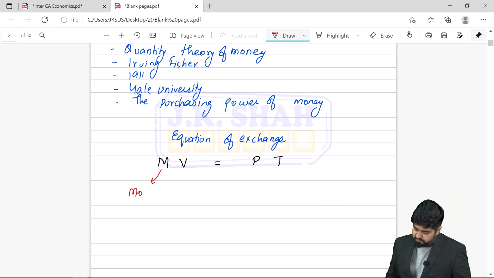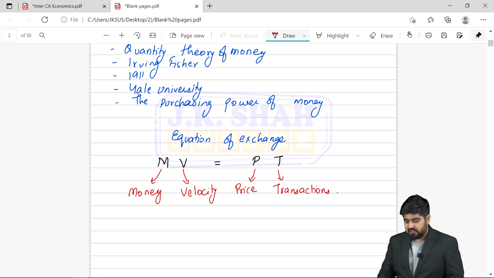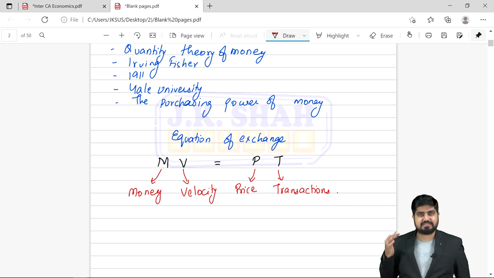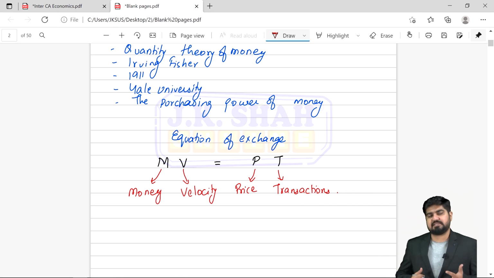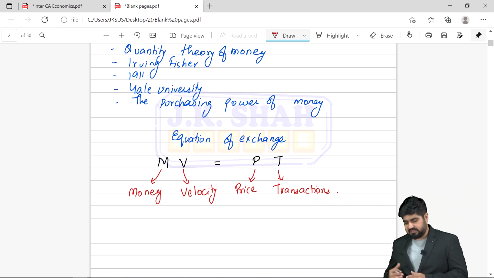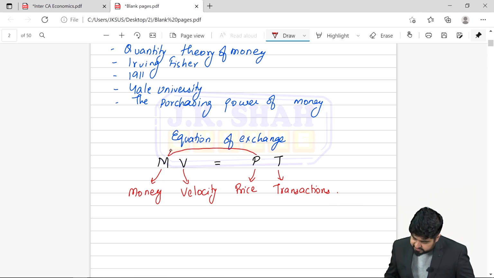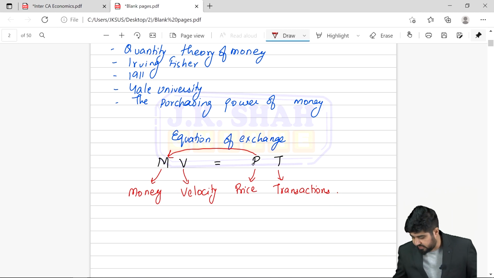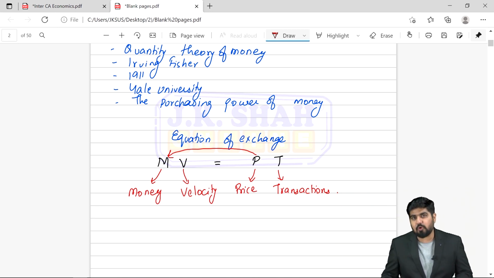What is M? Money. What is V? Velocity. What is P? Price. And what is T? Transaction. According to Professor Irving Fisher, transaction and velocity will take care of themselves. As the number of transactions goes on increasing, the velocity, that is the transfer of money from one person to another, basically shifting hands, will go on increasing with the increase in level of transactions. According to Mr. Fisher, the price will be determined by the level of money that people have. I repeat, the price of a particular product will be determined by the money that people hold in their hands. Sir, how?